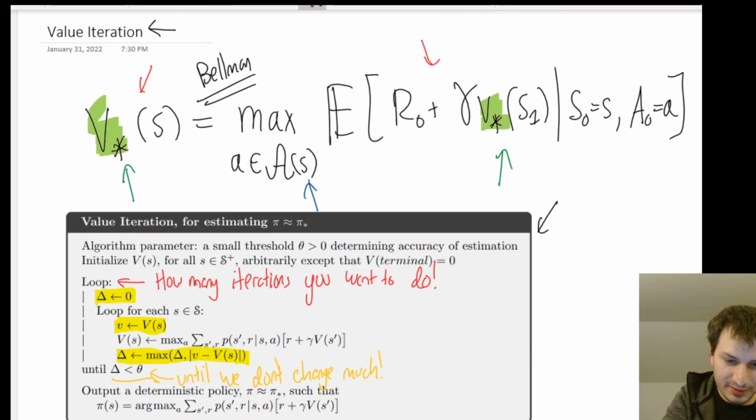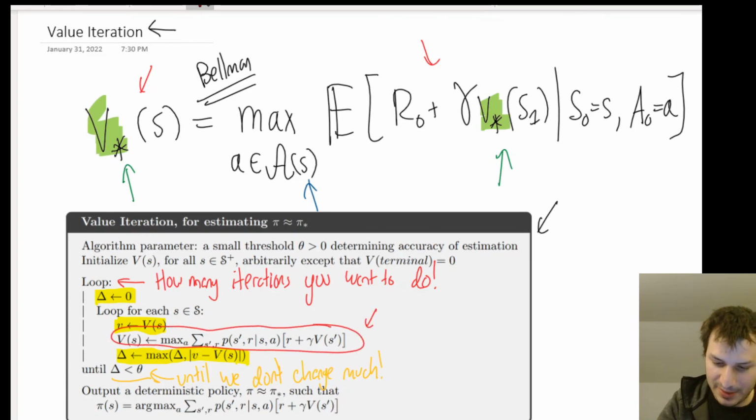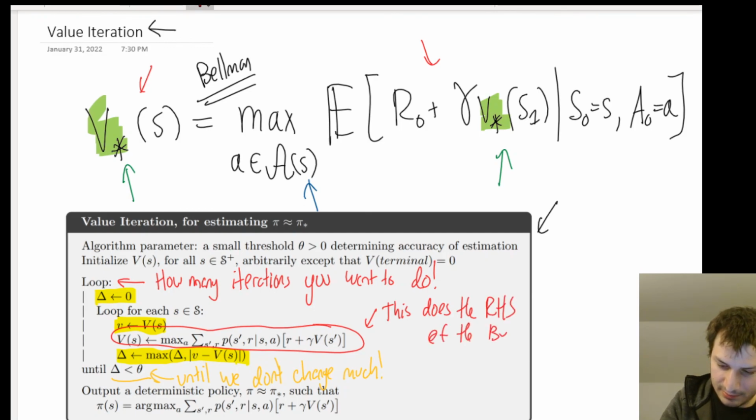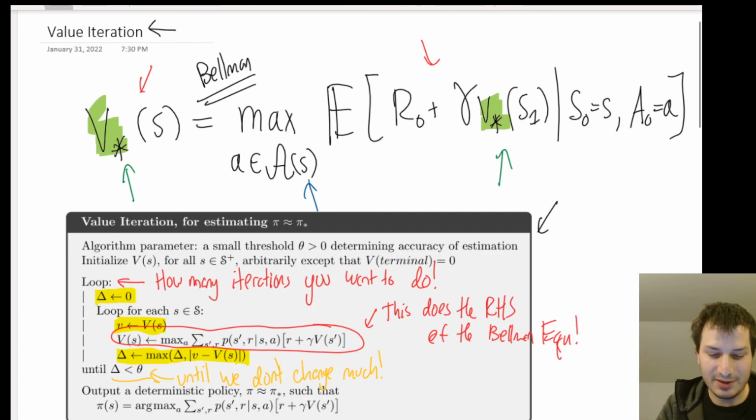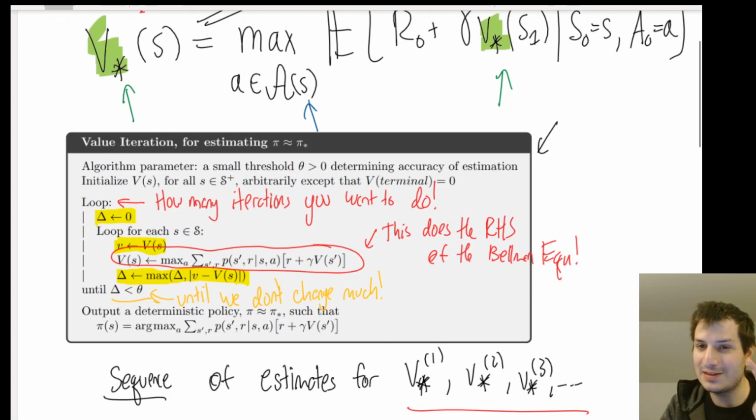And this part is the line to keep your eye on. This is the one that is implementing the Bellman equation. This does the right-hand side of the Bellman equation. Okay. So that's the thing from the book. You're going to see an example. I think this makes a lot more sense with an example, so I'm going to give you one now.